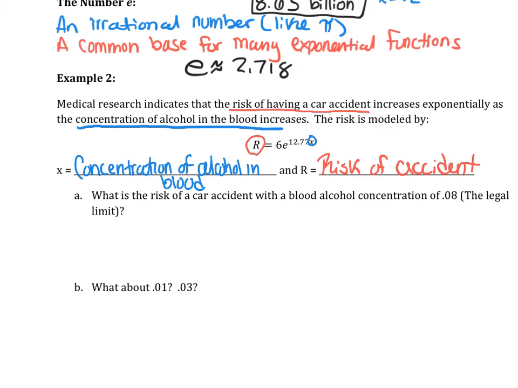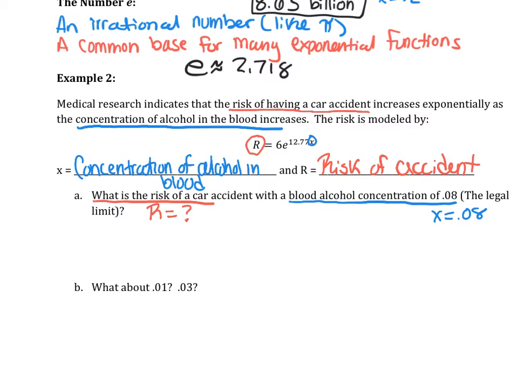Okay, so letter A now is asking, what is the risk of a car accident? So it's asking, what does R equal? What is the risk? That's what we're trying to figure out. If we have a blood alcohol concentration of 0.08, that means X equals 0.08, which is the legal limit.